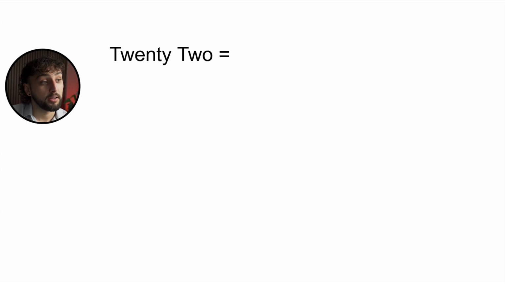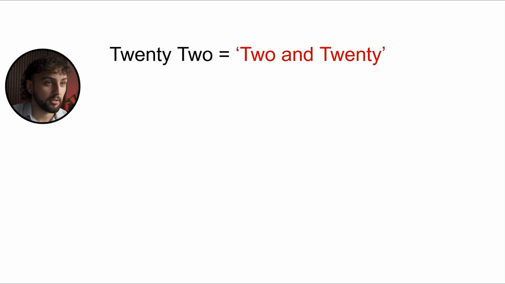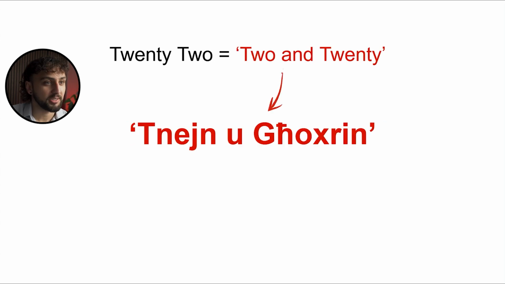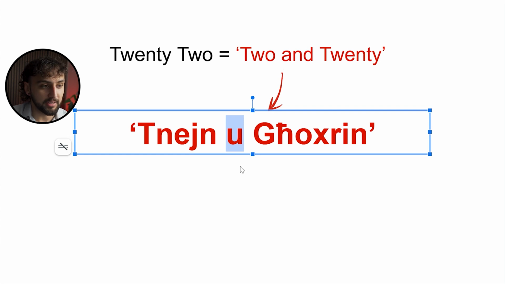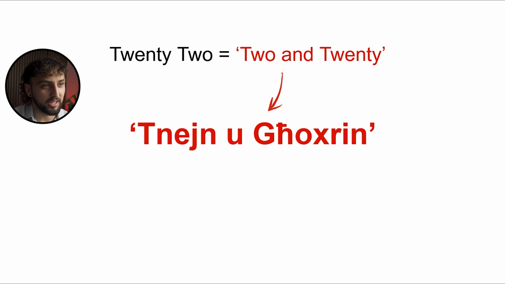Similarly, for the number 22, in Maltese, we say 2 and 20, which is tnein u oshrin. And just in case you haven't realised, by the way, the Maltese word u, right here, means and in English. And this pattern that I've just taught you happens all the way throughout the 20s, as you're about to hear.